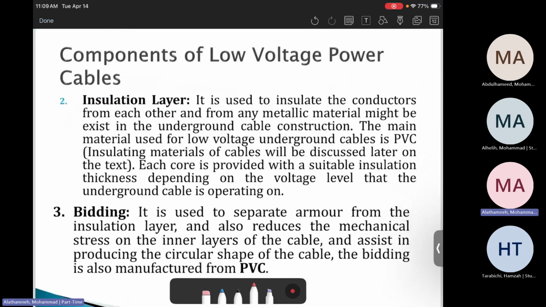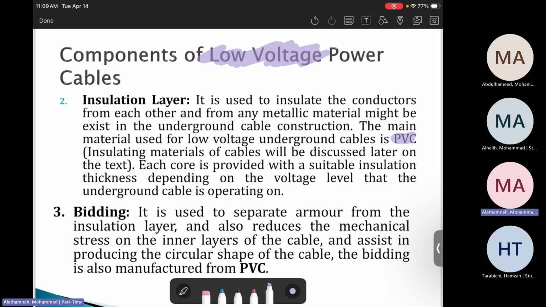The other thing is the insulation layer. The insulation is very important to insulate the conductors from each other and the conductor from the metallic material or the overall things. The main insulation material used is PVC in low voltage, and again, we're talking about low voltage. PVC is the most commonly used, and its thickness depends on the voltage level: larger voltage level, larger thickness.